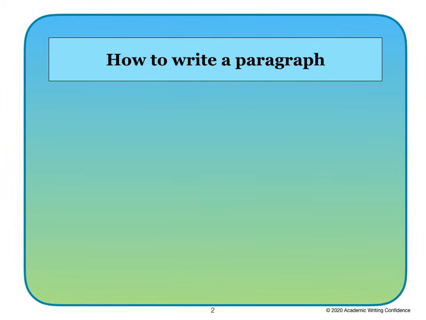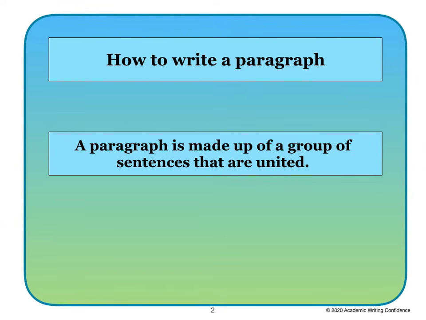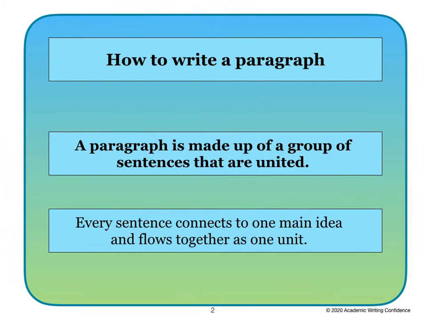Let's talk about how to write a paragraph. A paragraph is made up of a group of sentences that are united. This is what we call unity in a paragraph. And this is what coherence means. Every sentence connects to one main idea and flows together as one unit.